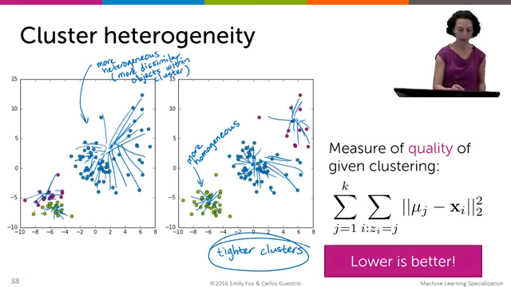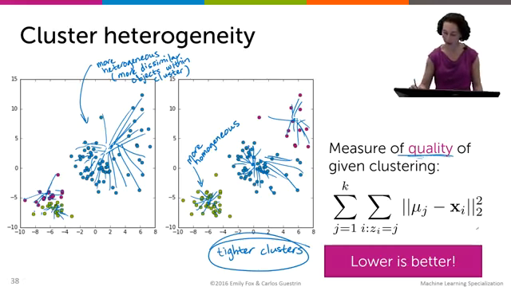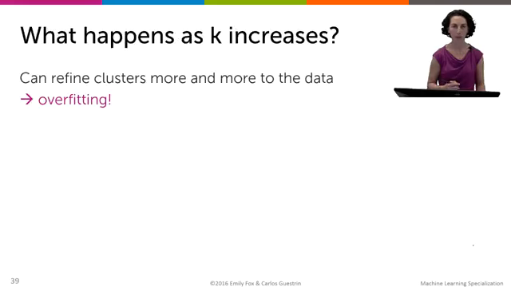So what's the sum of the heterogeneities over all of our different clusters? And we want this to be small so that we're in examples like this one where we have these tight, nice clusters. And just to be clear, even though we're calling this a measure of quality, lower is better. We want smaller sums of square distances.